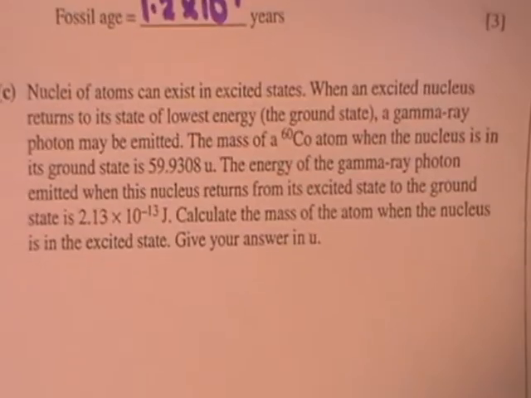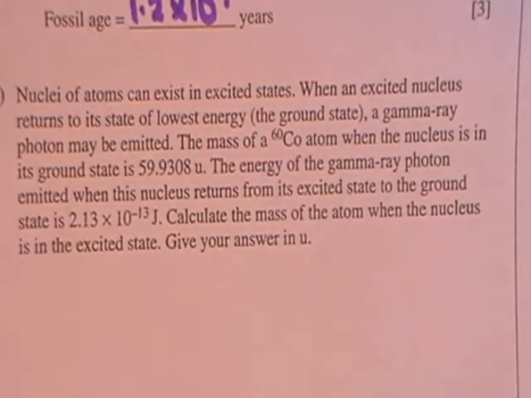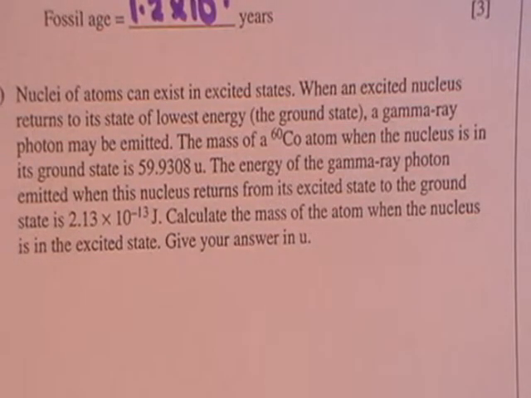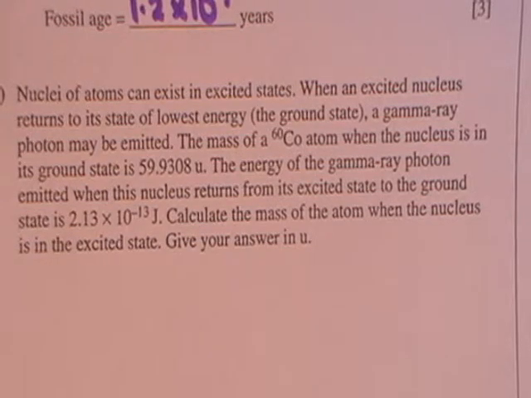Nuclei of atoms can exist in excited states. When an excited nucleus returns to its state of lowest energy, the ground state, a gamma ray photon may be emitted. The mass of a cobalt atom, where the nucleus is in its ground state, is 59.9308 units. The energy of the gamma ray photon emitted when this nucleus returns from its excited state to the ground state is 2.13 by 10 to the minus 13. Calculate the mass of the atom when the nucleus is in an excited state. Give your answer in units.